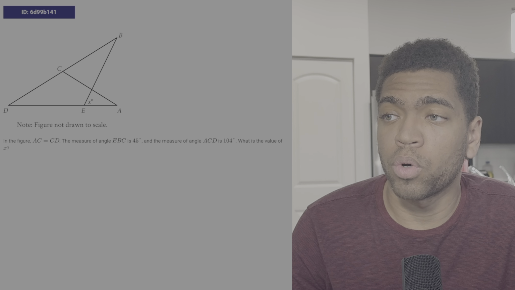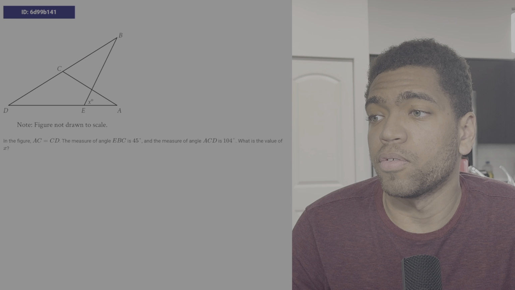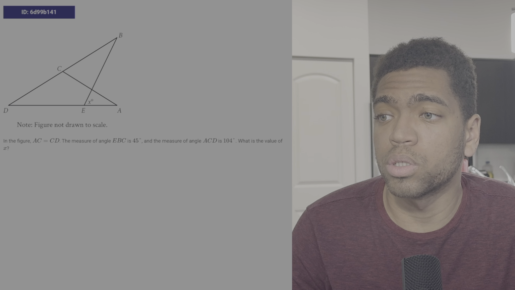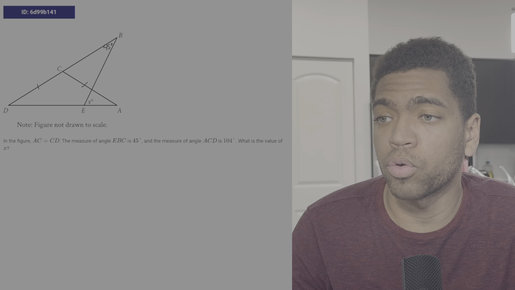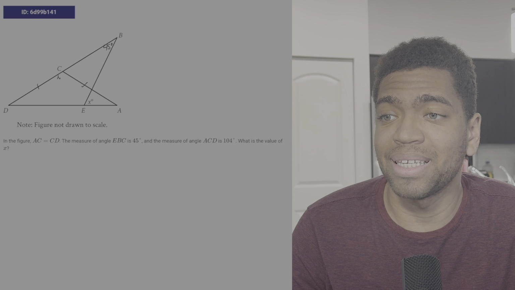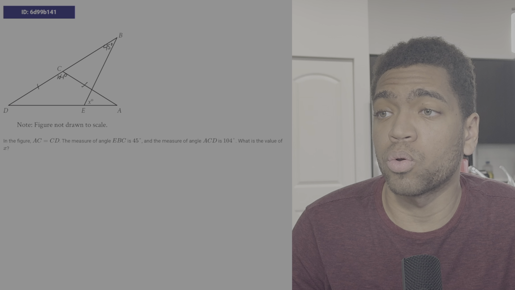All right, so for question one, we have this figure that's made of two triangles. We're told that in the figure, line segment AC is equal to line segment CD. The measure of angle EBC is 45 degrees, and the measure of angle ACD is 104 degrees. We're asked to find the value of angle X.